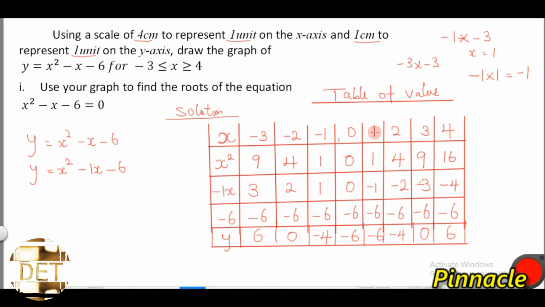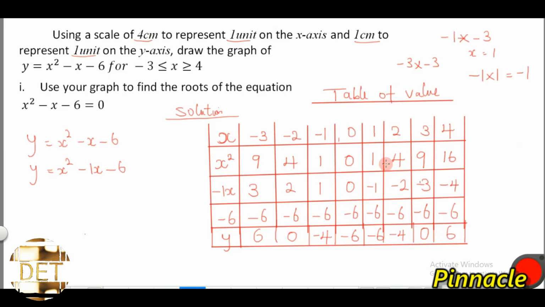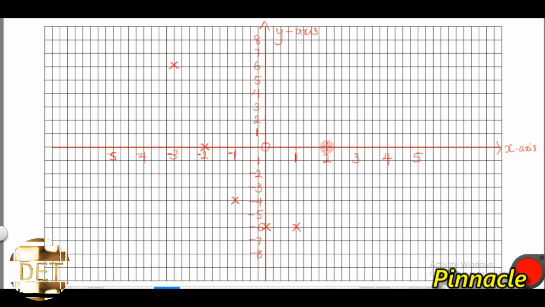When x is 1, y is what? Minus 6. So this is the point where I have 1 on my x-axis. So when x is 1, y is what? Minus 6. So I'll trace it down to where I have minus 6, and then I will mark it. When x is equal to 2, y is what? Y is minus 4. So this is where I have 2 on my x-axis. So I'll trace it down to where I have minus 4, and then I would mark it.